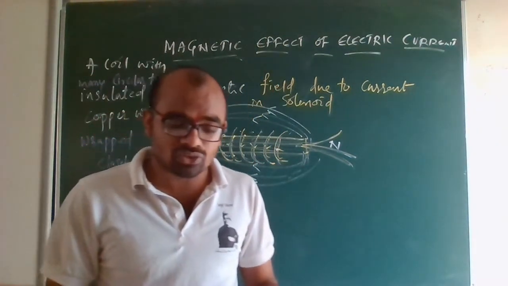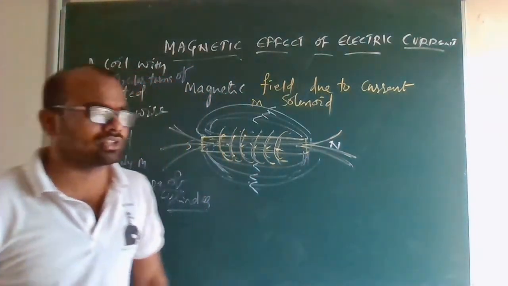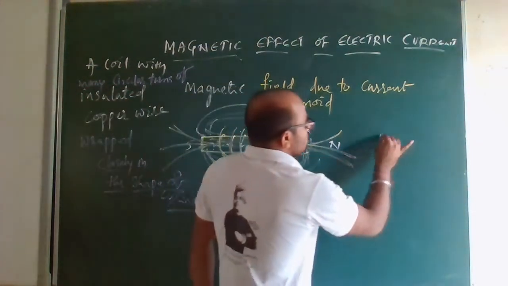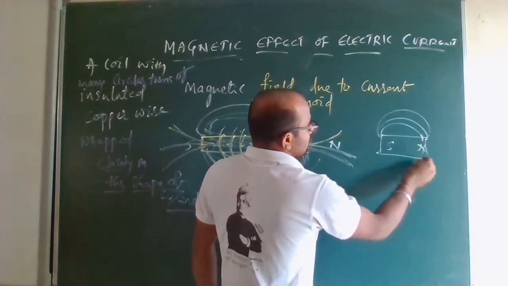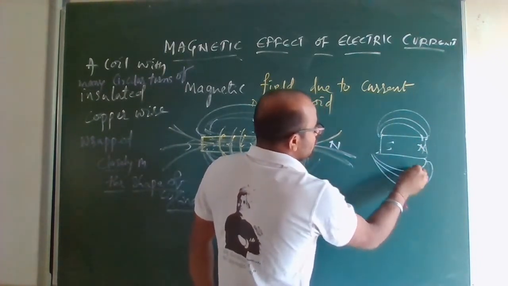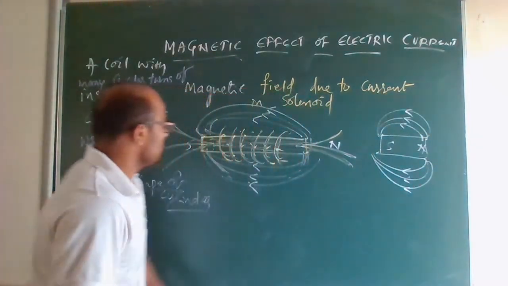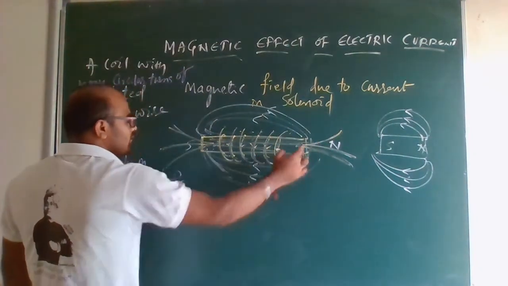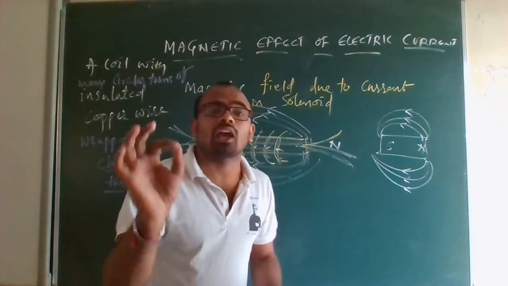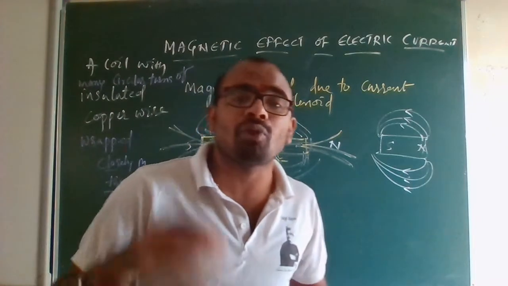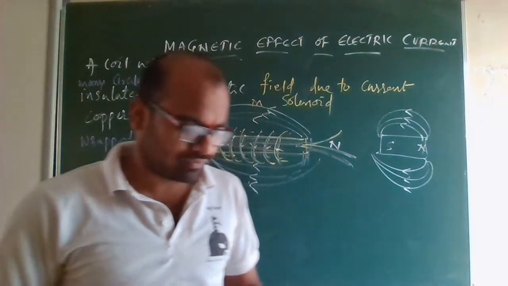A current-carrying solenoid produces a similar pattern of magnetic field as a bar magnet. You have already seen a bar magnet. Say this is north, this is south. The field lines usually go from north to south. In a similar way here, this is north, this is south, and the solenoid produces the same field lines that are produced by a bar magnet. Similar pattern.